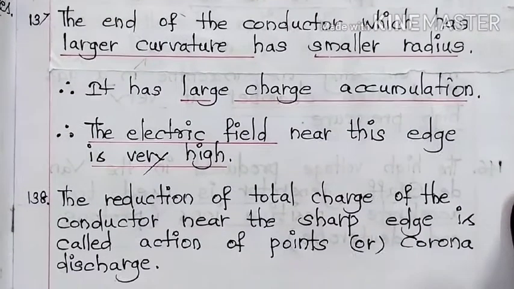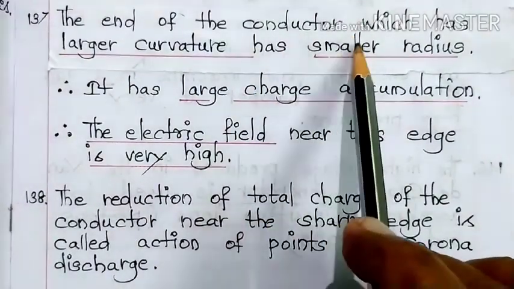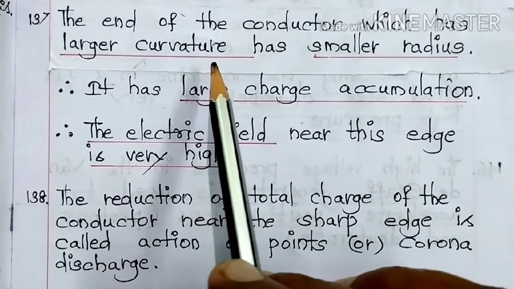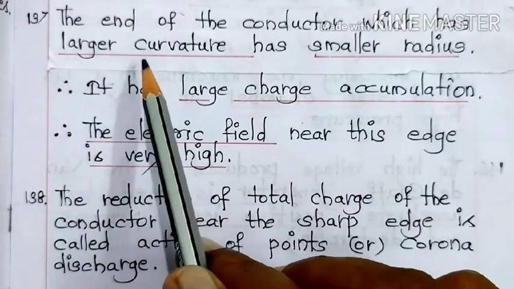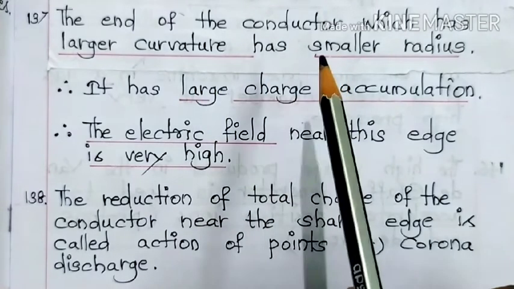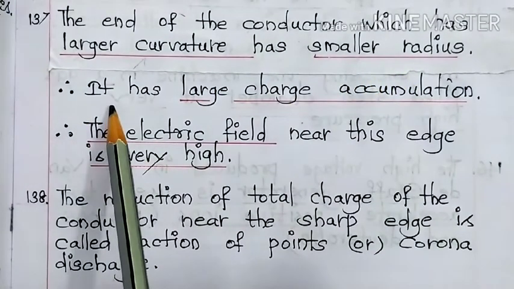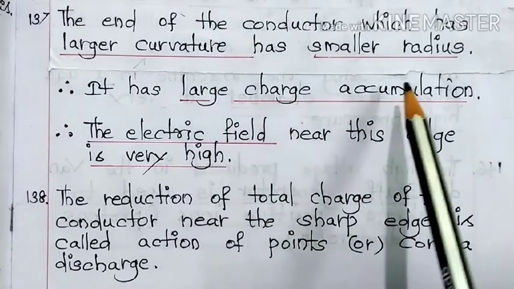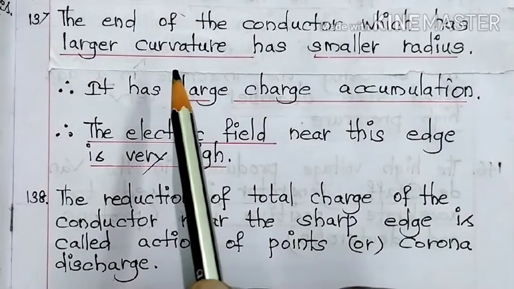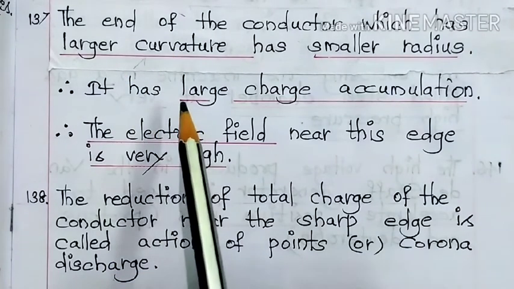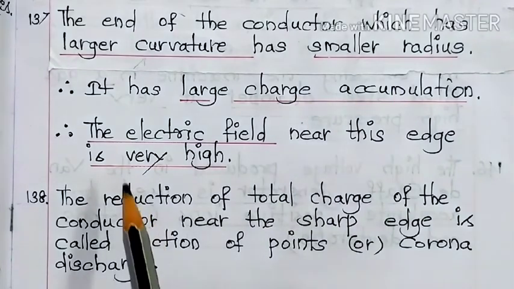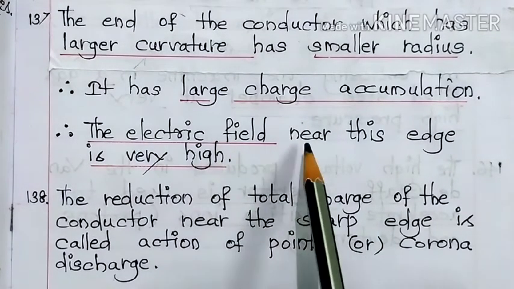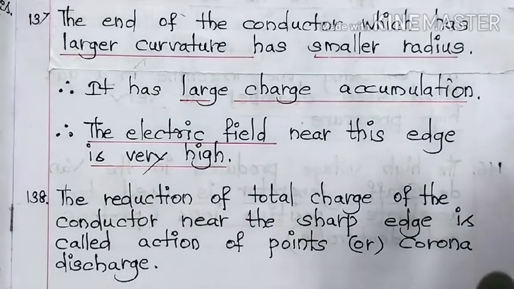Next point. The end of the conductor which has larger curvature has smaller radius. So in a conductor, the end which has larger curvature has smaller radius. It has large charge accumulation. The place where the curvature is very large, there only we could find a large number of charges located on it. Therefore, the electric field near this edge is very high.